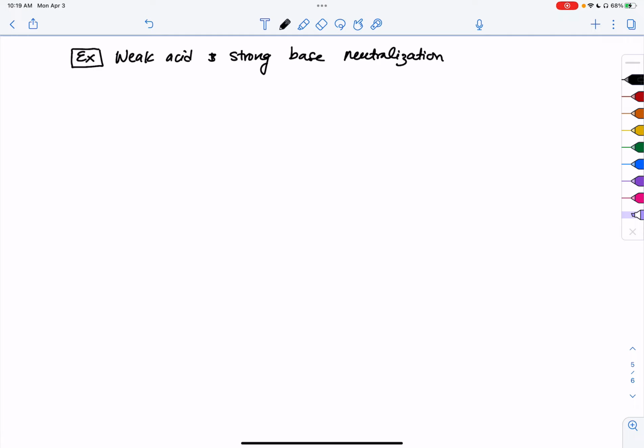Here we are going to look again at a neutralization reaction, the only difference being we are now looking at a weak acid with a strong base and seeing how that might change how we would write the complete molecular and net ionic equations. So let's pick acetic acid. That is not one of our 6 strong acids. And how about potassium hydroxide as our strong base?